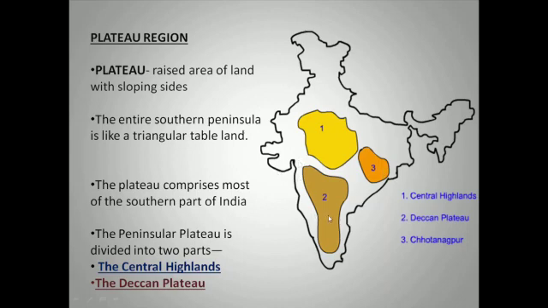Here you can see this number 1 denotes Central Highland. Second, you can see here Deccan Plateau. Third, Chota Nagpur Plateau. The peninsular plateau is divided into two parts. First is Central Highlands. Second, the Deccan Plateau.